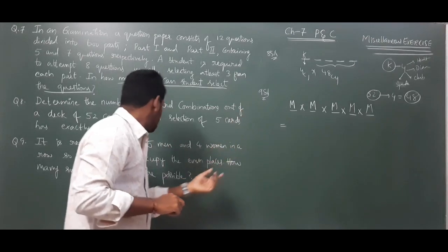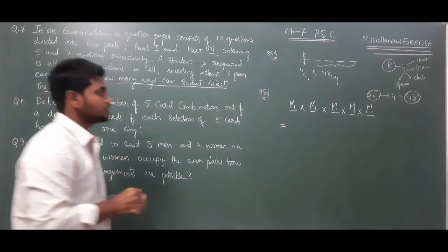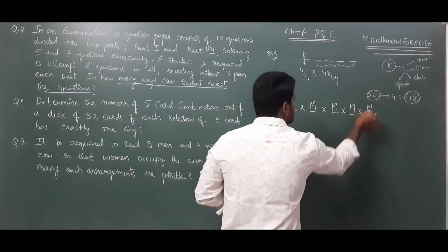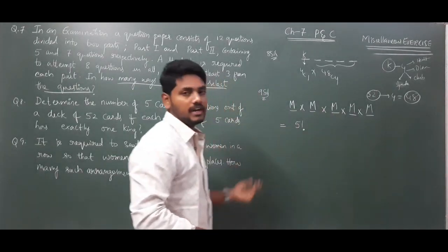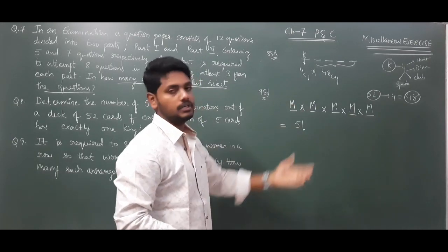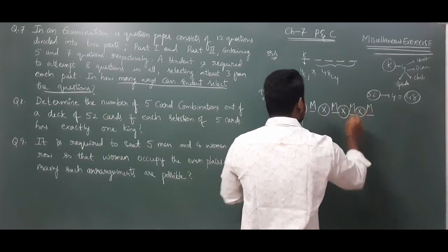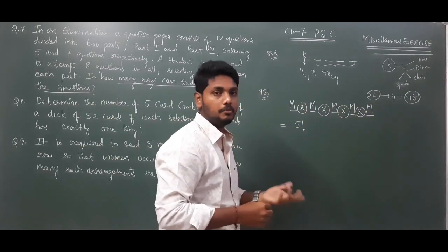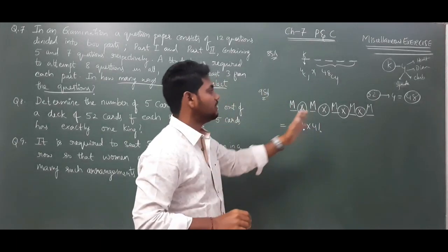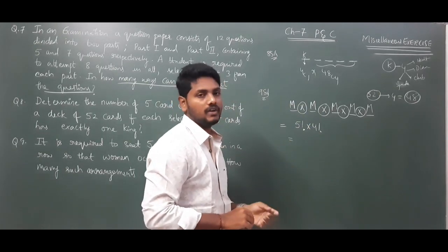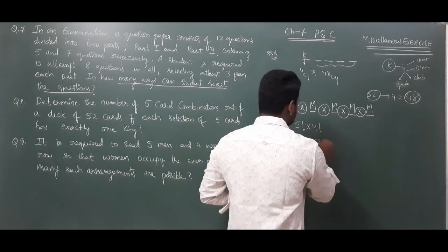So that's why they asked arrangements, not selection. Arrangements means permutations. See, here 5 men can be arranged in how many ways? 5 factorial ways. 5 into 4 into 3 into 2 into 1. And again, these 4 women who sit in these even places can be arranged in how many ways? 4 factorial ways. So 5 factorial into 4 factorial. 5 factorial is 120 into 24.